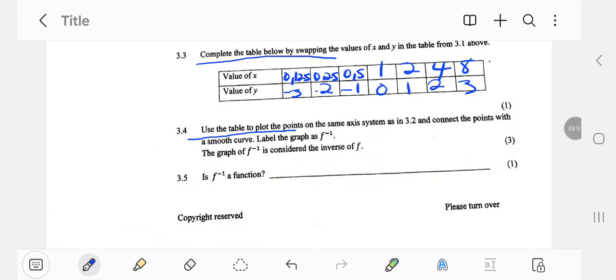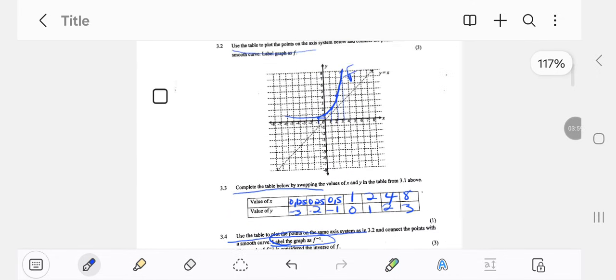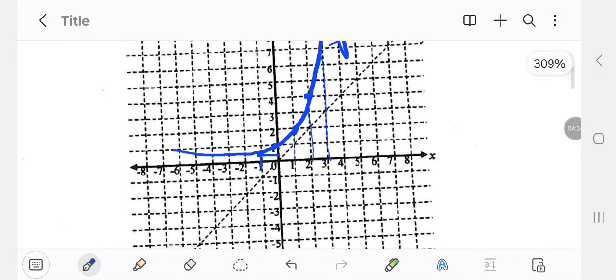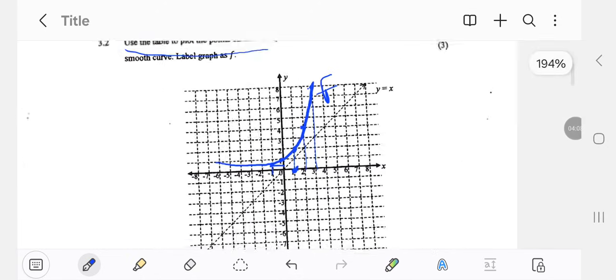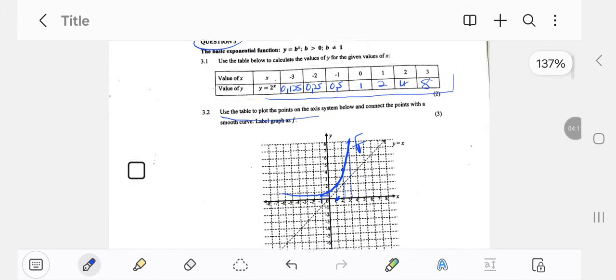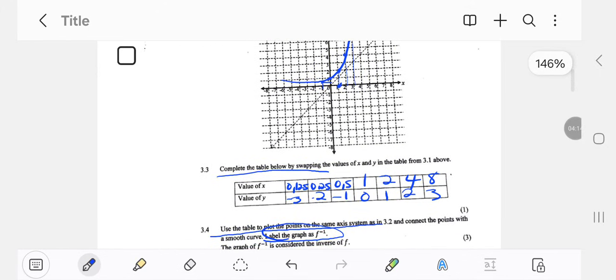Use the table to plot on the same axis system. So the graph that we're going to draw is the inverse. The inverse of the exponential. So if we plot, we will look at our table.